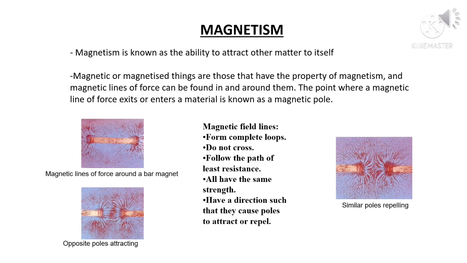Here are the characteristics of magnetic field lines. They form complete loops. The magnetic field lines do not cross. The magnetic field lines also follow the path of least resistance. They have the same strength. They also have a direction such that they cause poles to attract or repel.